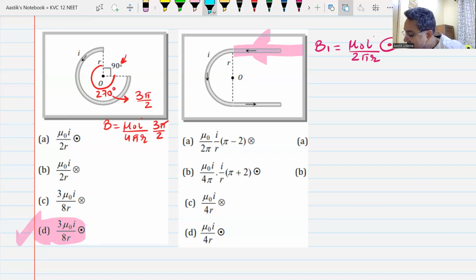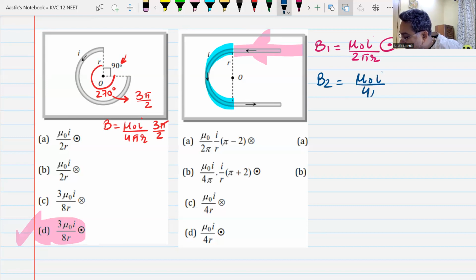Well done. Then I have this blue wire. This blue wire is a semicircular wire. So I can write the magnetic field due to this semicircular wire, let me call this B2. B2 will be mu naught I by 4r. Yes or no? Yes, sir. And if I turn my fingers, it will also be going in the outward direction. Yes or no? Yes, sir.